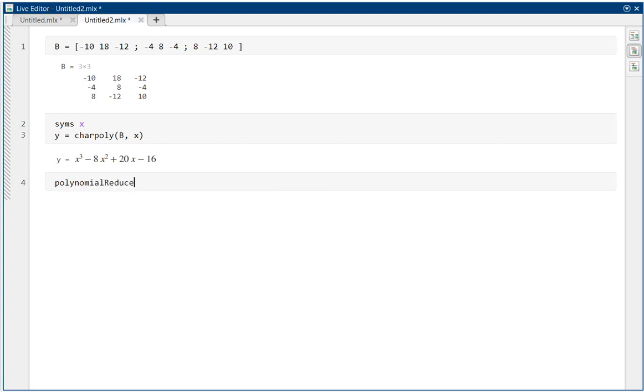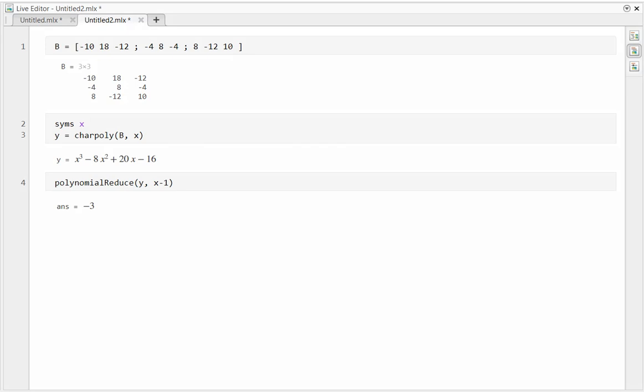This is the polynomial long division. So I tell it, hey, I want to see if, let's just throw in x minus 1, right? That's always a good one to check. And it tells me the remainder. So when I do polynomial reduce, generally that's just going to be the remainder. All right, now that's not really what I want. So let me show you how this works.